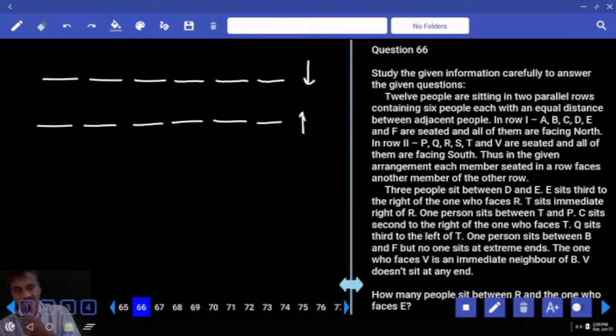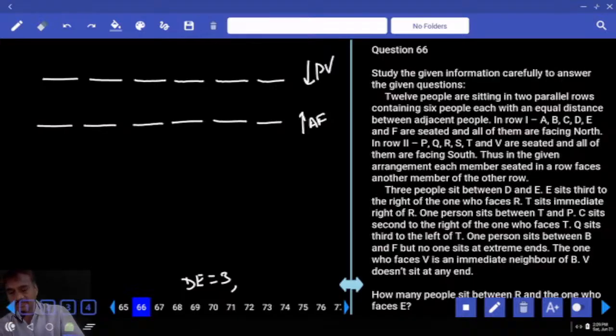Then A, B, C, D, E and F are facing towards north. A to F are the persons facing north. And P, Q, R, S, T, U and V are facing towards south. Then next one, 3 members sit between D and E. Now in between D and E, how many are there? There are exactly 3.